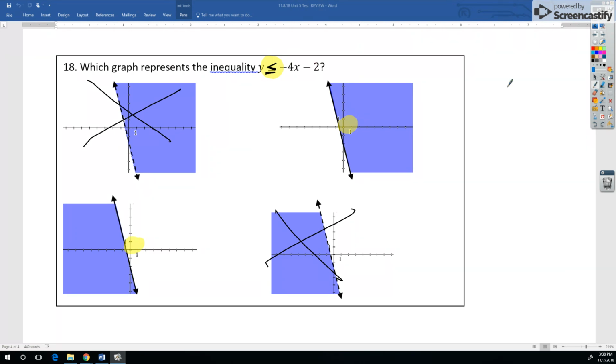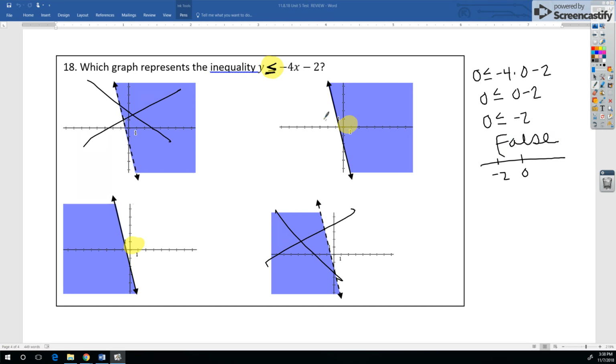So I'm going to test out 0, 0. Is 0 less than or equal to negative 4 times 0 minus 2? Is 0 less than or equal to 0 minus 2? Is 0 less than or equal to negative 2? Let's look at our number line. Is 0 smaller than negative 2? Nope, it's on the right. False. So that's my answer.